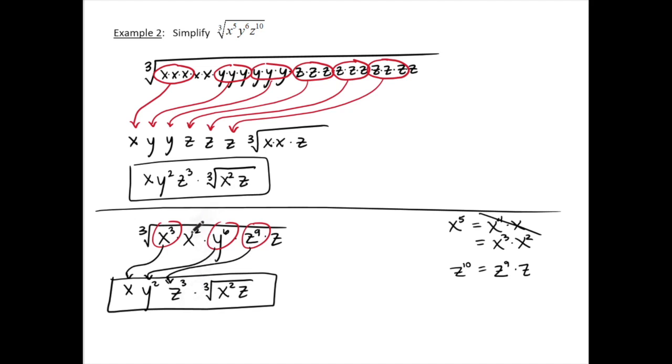You can see that we have an x squared and a z left on the inside of the cube root. So this gives us the same answer that we got when we wrote out the products the long way.